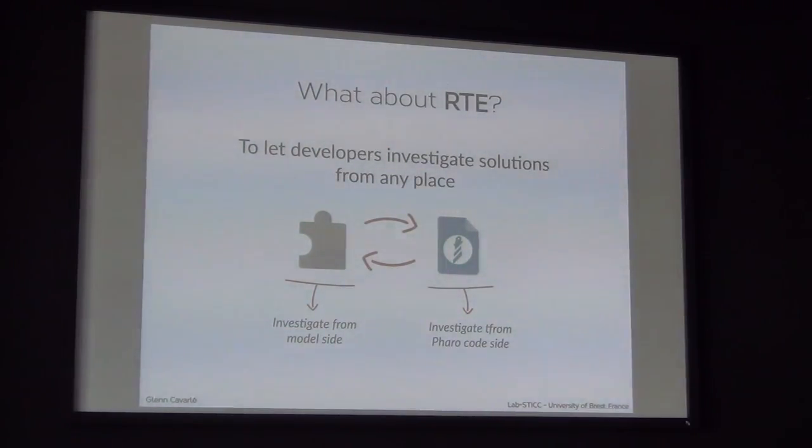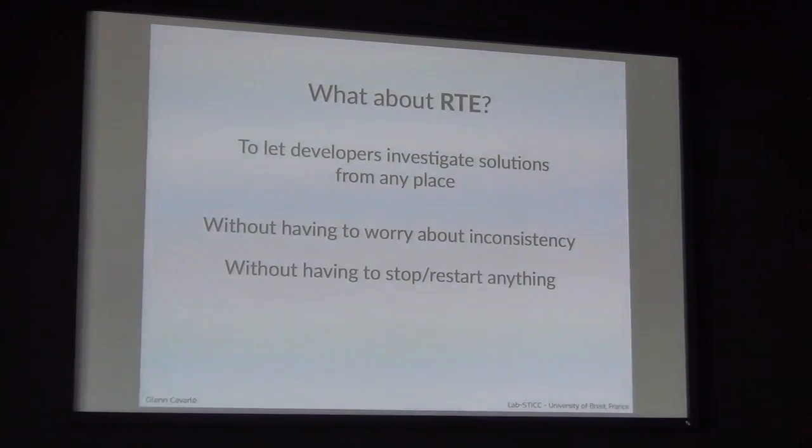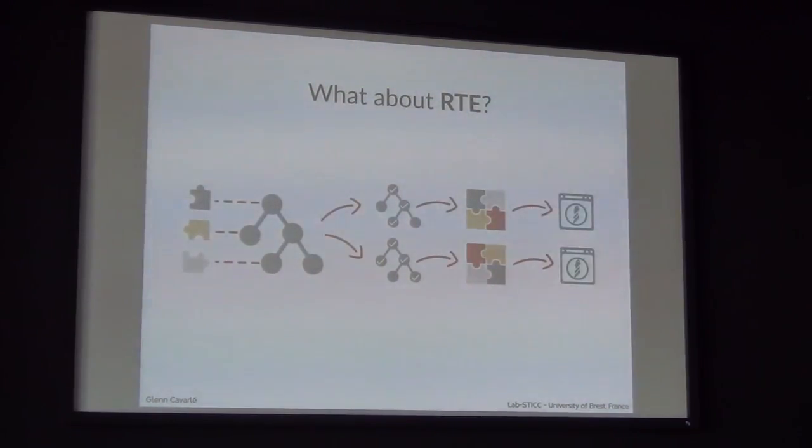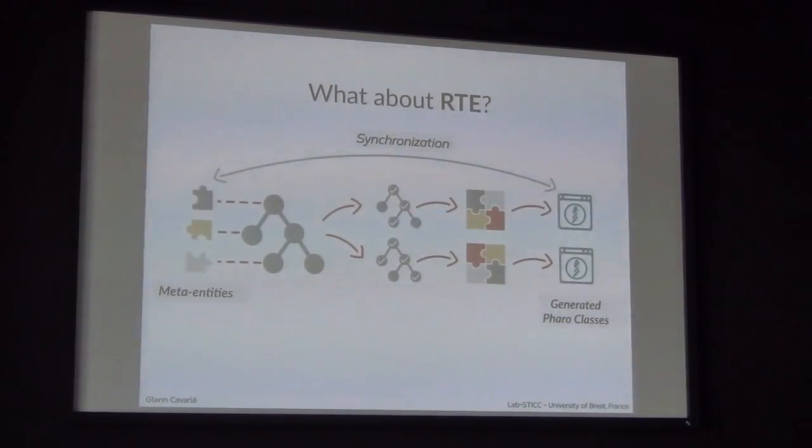In fact, we want to let developers, for example, investigate some solution at a high level of abstraction, or sometimes developers need to just change some implementation details in the code. And we want the developer to investigate this kind of solution on both sides without having to worry about inconsistency between our model and the implementation, and without having to start or restart anything during, for example, a simulation. So, in fact, the RTE takes place between our meta-entities and our generated Pharo classes.